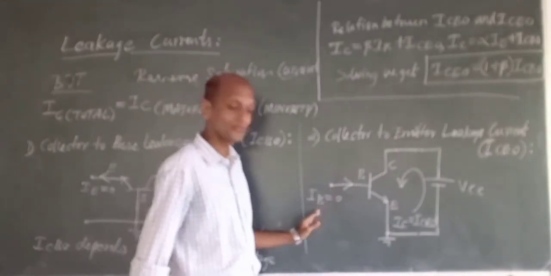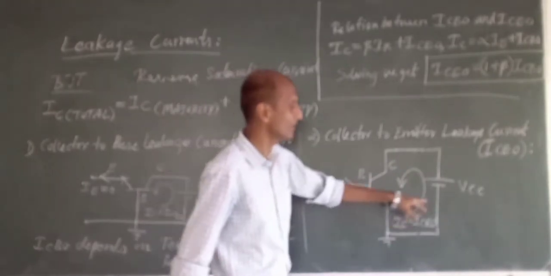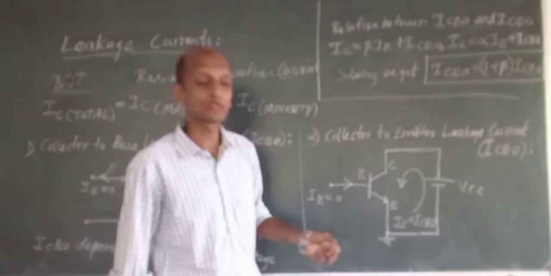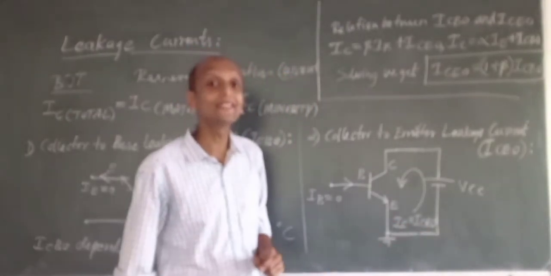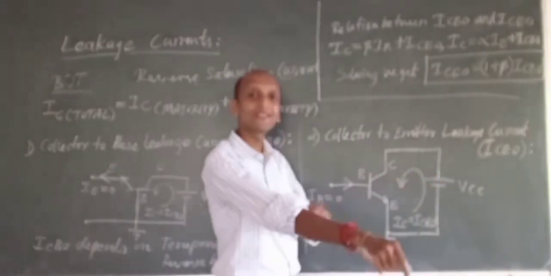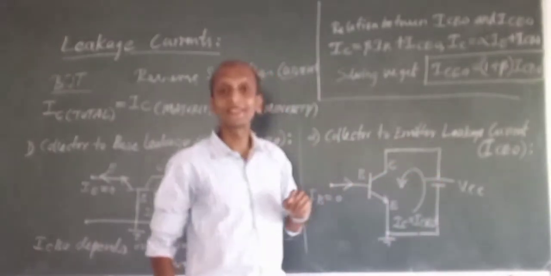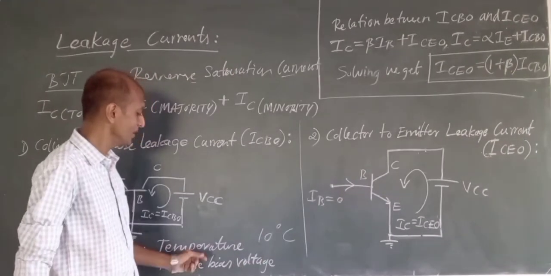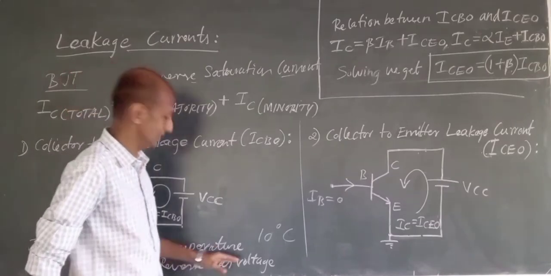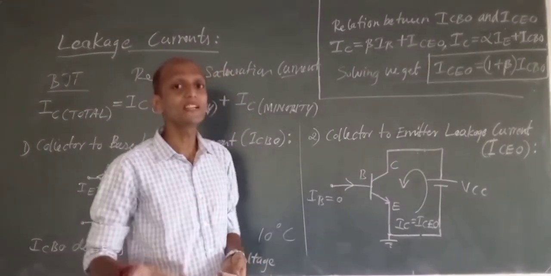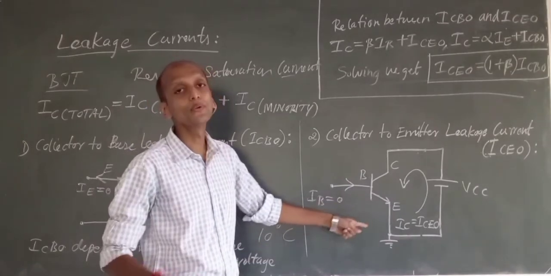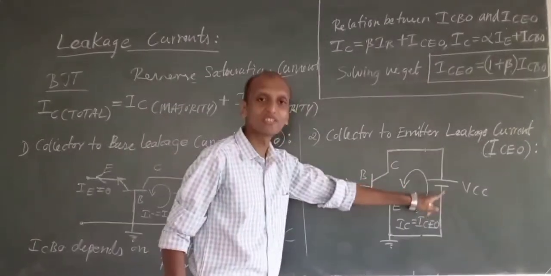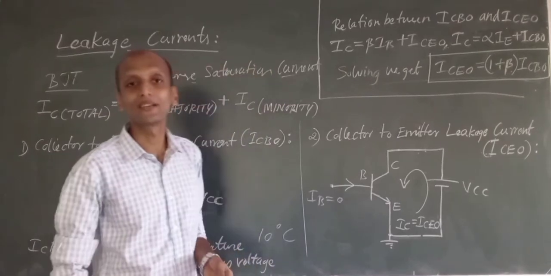Here the base terminal is open, that's why IB will be equal to 0, and we have a reverse bias made over here. Because of this reverse bias, a small current will flow because of the minority charge carriers. That is called ICEO, the collector to emitter leakage current. ICEO also depends on temperature and reverse bias voltage. The same thing: for every 10 degree rise of temperature, ICEO is going to double, and as we increase the reverse bias more and more, the leakage current will be more. Is that clear?